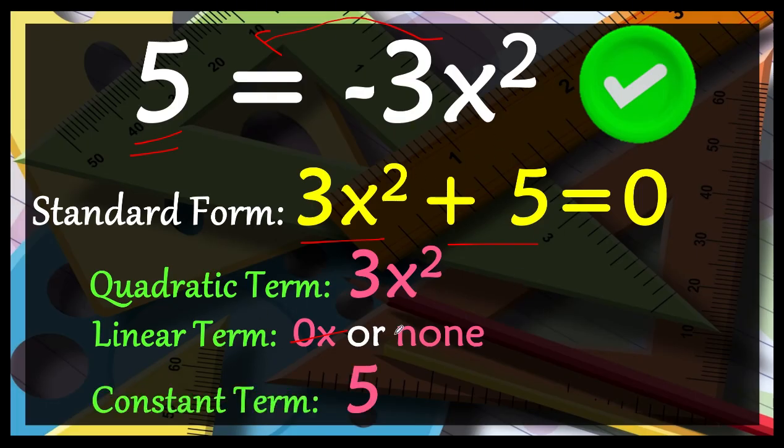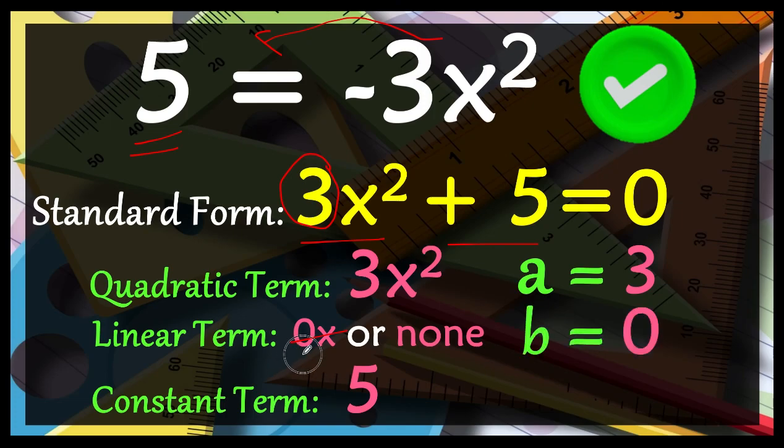Now, after identifying the terms, identify natin si A, B, and C. Again, si A is yung katabi ng x squared, which is 3. So, what will be your B? Wala nga tayong linear term. So, therefore, your B is 0. So, katulad ng kaninang binanggit ko. Okay? The numerical coefficient of x is 0. Kaya nga po siya wala doon sa equation natin.